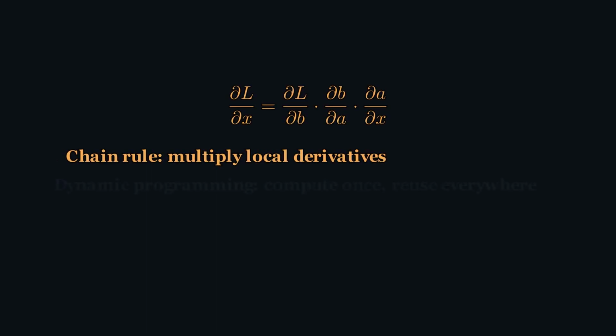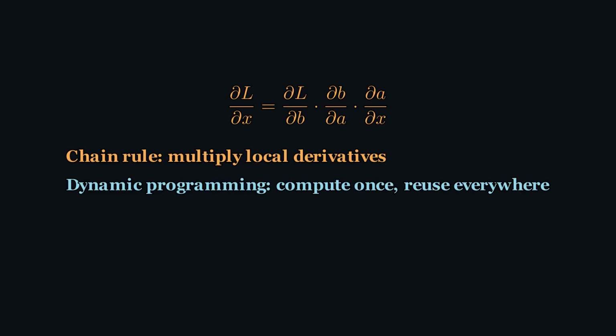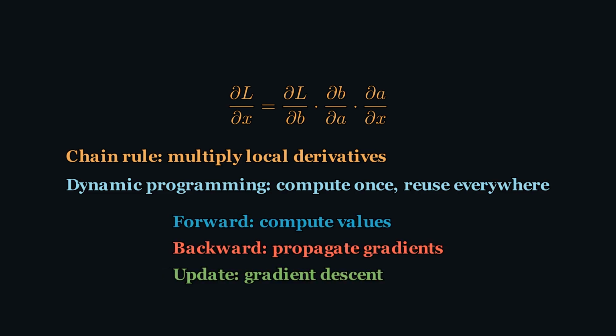Let's bring it all together. Backpropagation is built on 2 ideas: the chain rule from calculus, which multiplies local derivatives along each path, and dynamic programming, which computes each intermediate gradient once and reuses it everywhere. The result is a 3-phase cycle. Forward, compute all values from input to output. Backward, propagate all gradients from output to input. Update, gradient descent adjusts every weight.